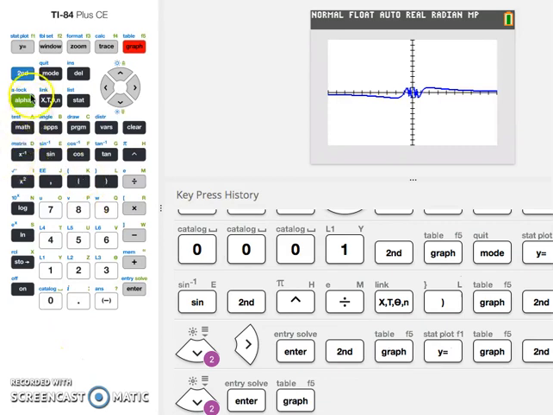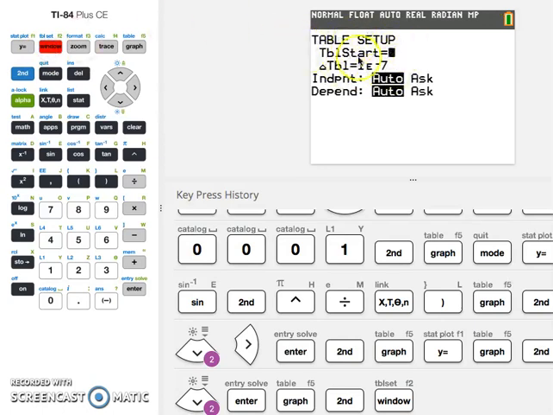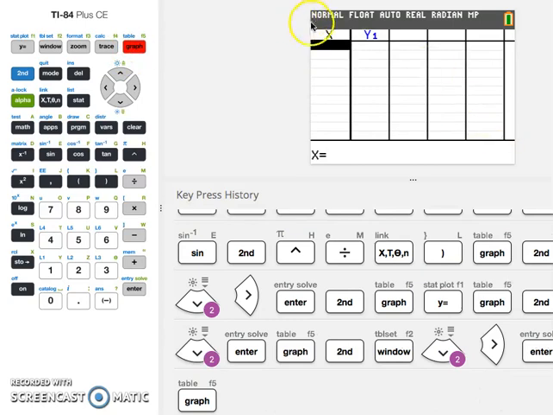So this time we're going to go back to that second level table setup, and we're not going to worry about this. Instead, we're just going to arrow down to that independent. Remember, x is always the independent variable, y is always the dependent variable. So we're just going to change this to ask. Okay, so you arrow over to ask and you hit enter. And so what that is going to allow us to do is when we go to second level table, it just lets us put in any x value that we want. So we can type in those 4 x values that we're interested in looking at.